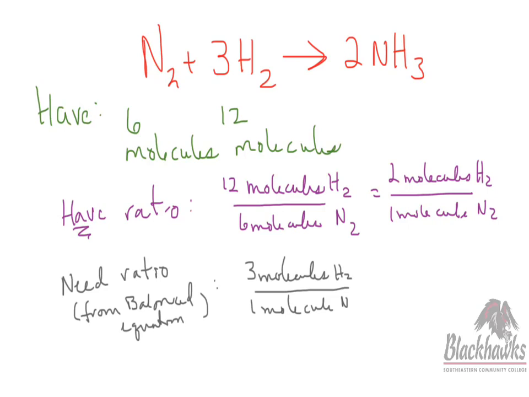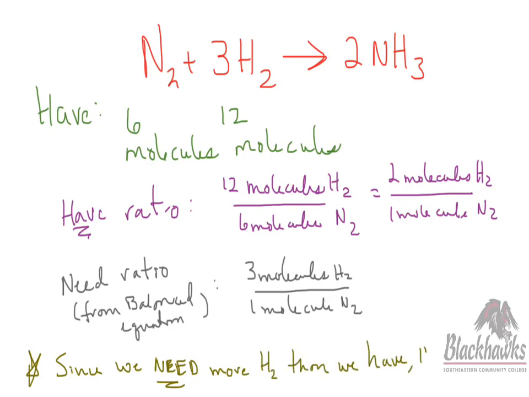So what we need is 3 to 1. Can you see where we need more hydrogen than we have? We need 3 to 1. We have 2 to 1. So if we need more hydrogen than we have, hydrogen is in limited supply. Those big blue things you saw in the animation, nitrogen, that was in excess. There is another approach to working these, but you have to identify what you're going to run out of first.